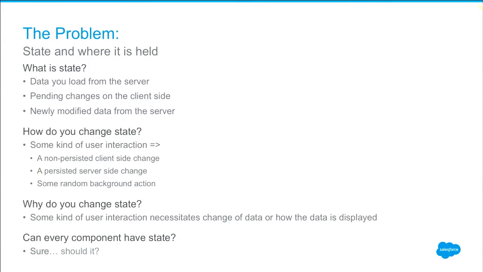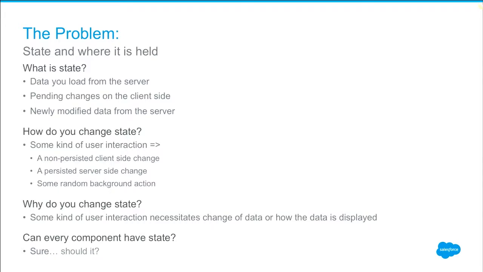Or there can be even background actions. Think about the streaming API. Think about polling for changes. If you find a change, you need to apply it to your client-side state. So why do you change it? You have to. User interactions, server actions necessitate the change of the state to reflect in the front-end UI.